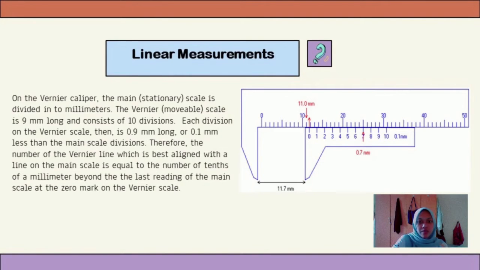Okay, how to measure with the vernier caliper? On the vernier caliper, the main scale is divided into millimeters. The vernier scale is 9 mm long and consists of 10 divisions. Each division on the vernier scale then is 0.9 mm long, or 0.1 mm less than the main scale division. Therefore, the number of the vernier line which is best aligned with a line on the main scale is equal to the number of tenths of a millimeter beyond the last reading of the main scale at the zero mark on the vernier scale.